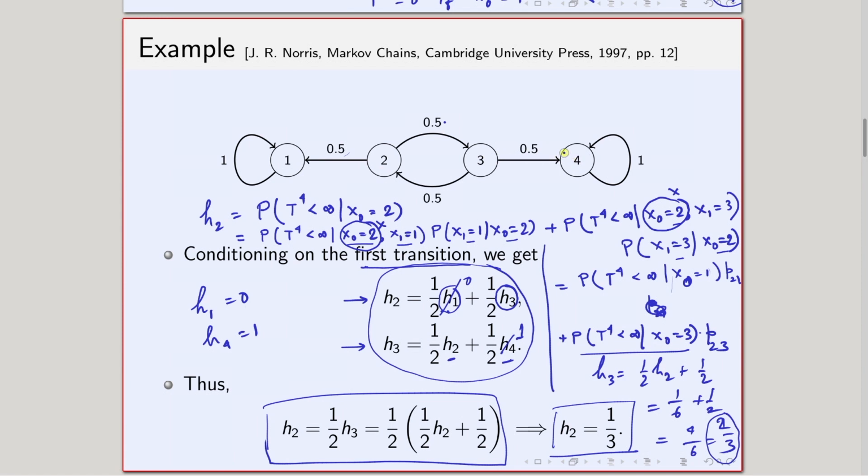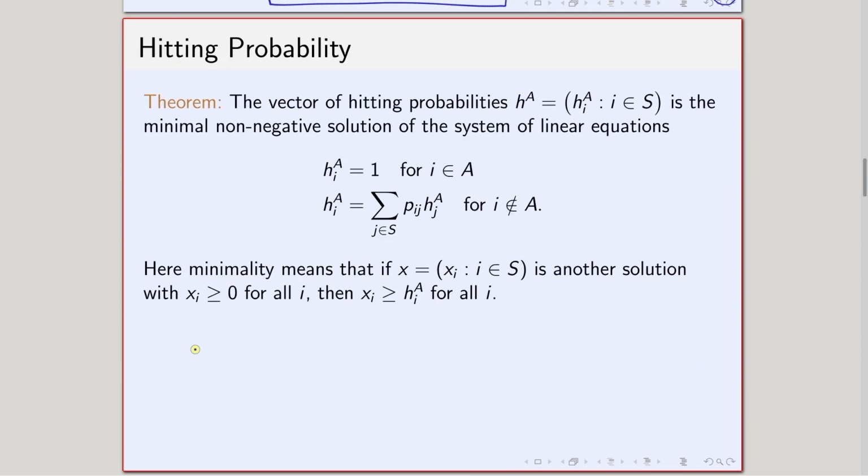Okay, so this is basically the way we can find out the hitting probability. And you see that the basic idea is that we write the set of linear equations with some initial conditions maybe, and then we try to solve those set of linear equations to find out the required probability. Okay, let us proceed and let us now put everything in terms of a theorem.